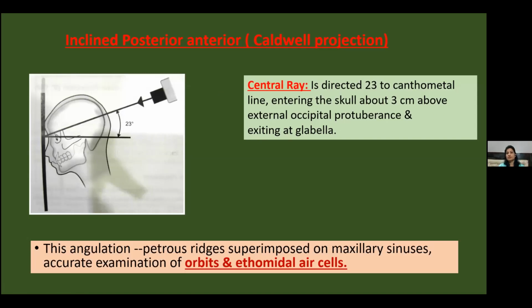This is the Caldwell projection. What is the significance? I can see orbits and ethmoidal cells. Why? Because my petrous ridge is projected down over the maxillary sinus area, so I can clearly visualize orbits and ethmoidal cells. So my question is, which view is used for clear visualization of orbits and ethmoidal cells? My answer will be the Caldwell projection.